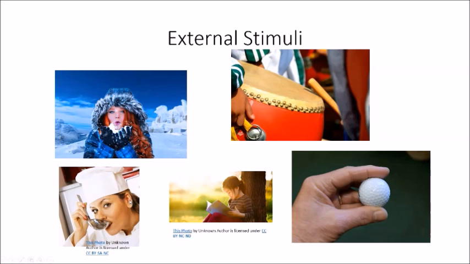This one here is taste. A person is tasting some type of food. That food is a part of the external environment. This person here is reading, so they are looking at the words on this page. Those words on the page, that's also a part of the external environment. And this person here is touching a golf ball. Okay, so how we interact with our outside environment, those are going to be external stimuli.